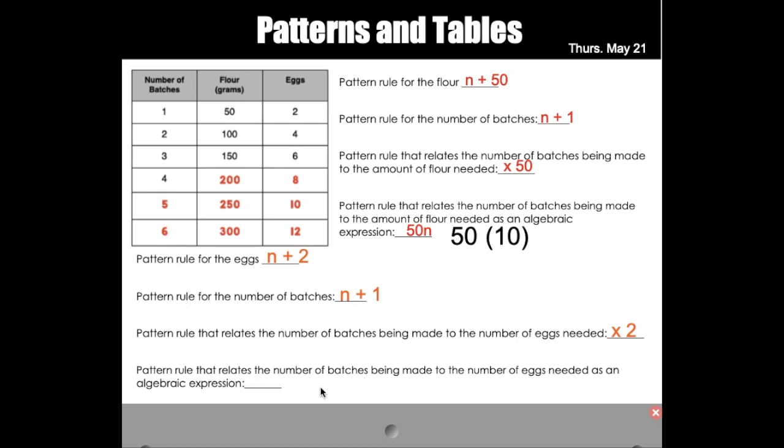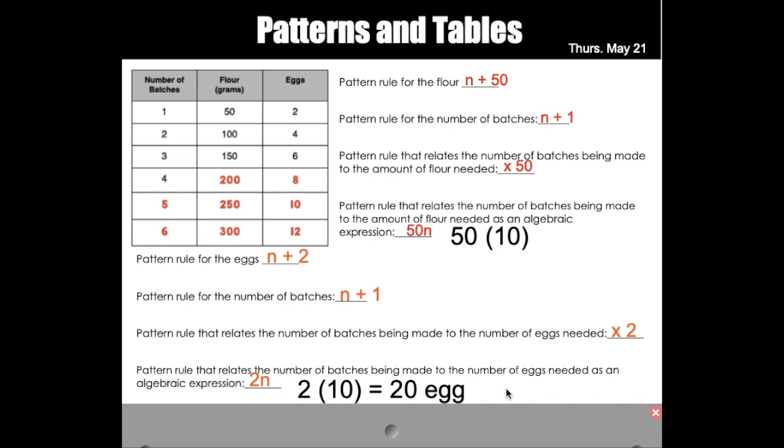The pattern rule that relates the number of batches being made to the number of eggs needed as an algebraic expression is just 2n. So if I wanted to make, again, 10 batches of cookies, this n gets replaced by 10, and I have 2 times 10. So I would need 2 times 10 is 20. I would need 20 eggs if I was to make 10 batches.